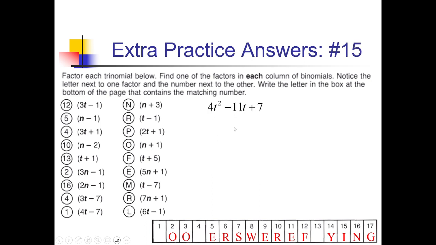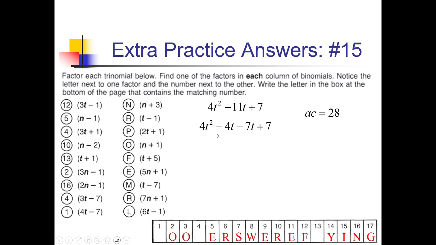All right, we're on number 15. This one we have 4 times 7, giving us an AC of 28. And now I need factors of 28 that add up to negative 11. 1 and 28, 2 and 14, 4 and 7. 4 and 7 works if I have them both negative. So let me make this negative 4t minus 7t.